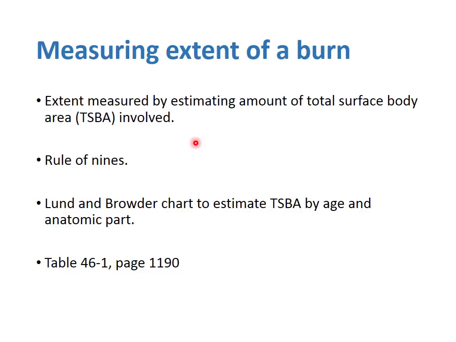Measuring the extent of a burn is basically measuring how much of the body's tissue has been involved in the burn, and the extent is measuring the amount of total surface body area that has been involved, or TSBA. There's a thing called the rule of nines. There's the Lund and Browder chart. The page numbering might be off here because it's a new textbook, but I expect you just to know there are rules to use. I don't expect you to know how to calculate them. That's up to the physicians to do.